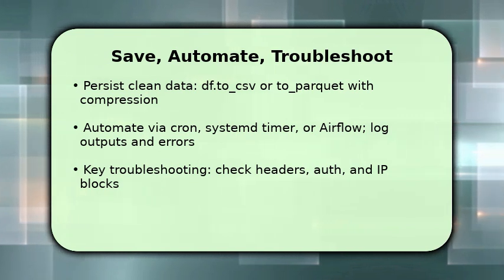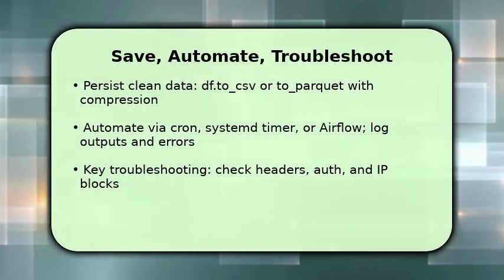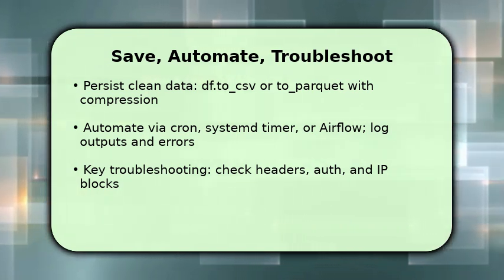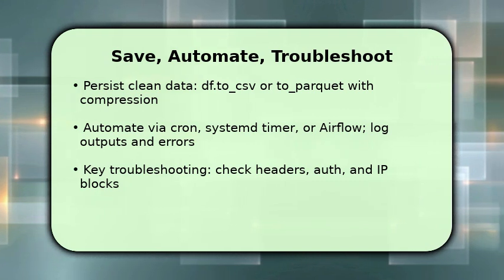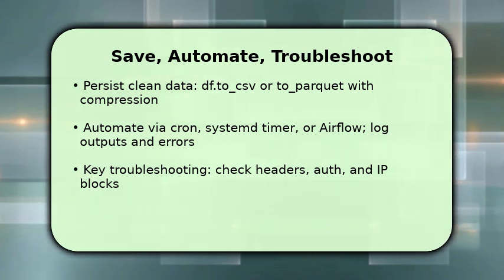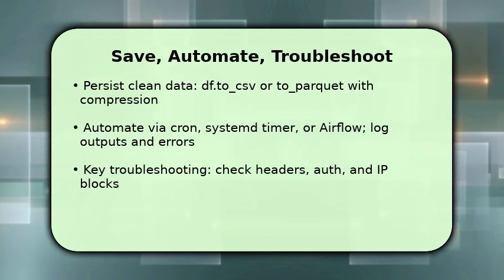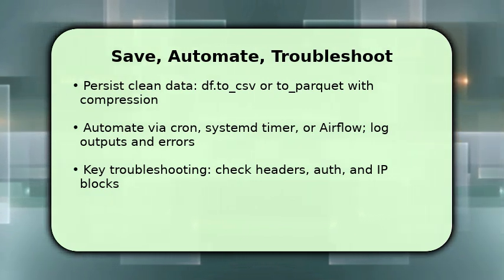Finally, validate outputs after the first run. If something goes wrong, first check headers, auth tokens, and any IP-based blocking. Often adjusting headers or using retries with exponential backoff resolves transient failures.